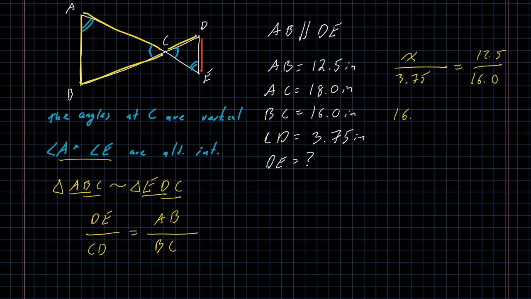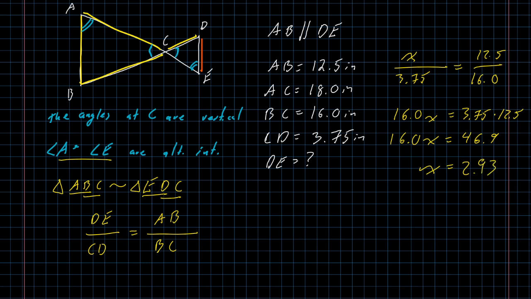All right, but cross product test: 16.0 times x is equal to 3.75 times 12.5. My calculator is happy to tell me that 3.75 times 12.5 is 46.875, but I only have 3 significant digits. So let's go ahead and call that 46.9. And then get x by itself by dividing by 16. And getting something in the ballpark of 2.93.